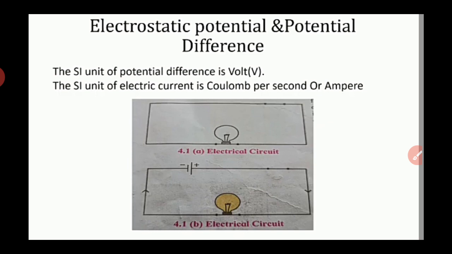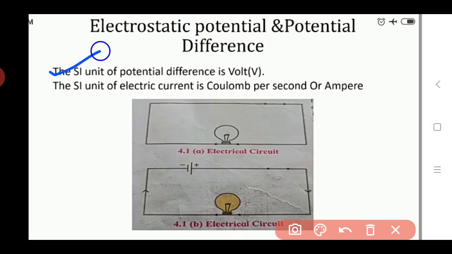So what is the unit for this potential difference? It is the volt. The SI unit for potential difference is the volt. And the SI unit of electric current is coulomb per second, which we also call the ampere.